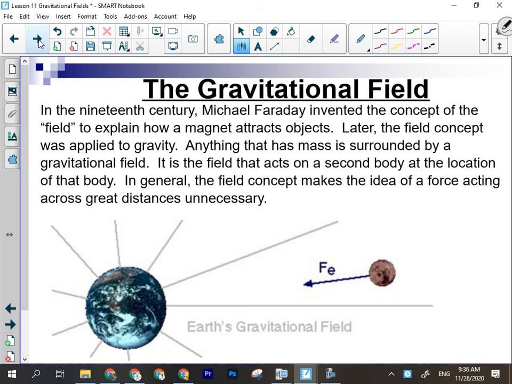Michael Faraday was the first person to invent this concept of a field force, and he did it with a bar magnet. He took a bar magnet, which is just a rectangular magnet, and put it on a piece of paper and then sprinkled iron filings over it. And what he got was that the iron filings did this.